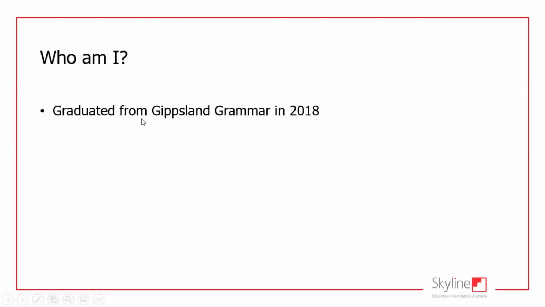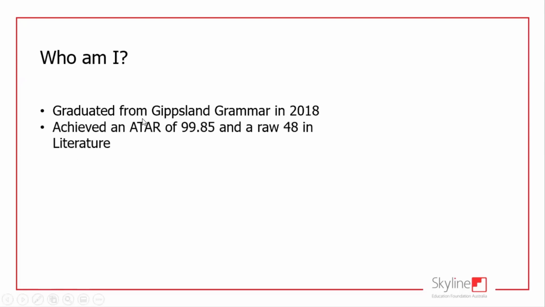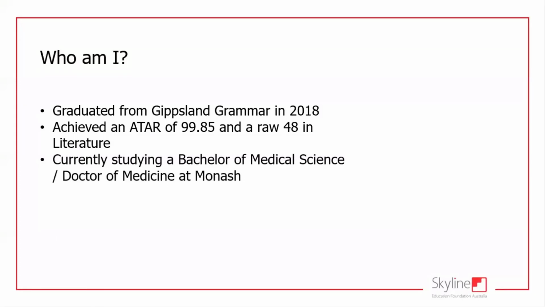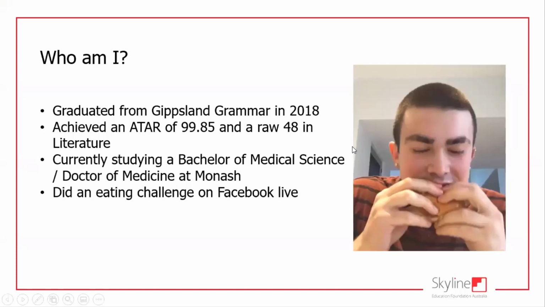So just to give you a brief introduction of who I am, my name is Josh and I graduated from Gippsland Grammar in 2018. I'm a rural student from a town about 3 hours east of Melbourne. I achieved an ATAR of 99.85 and one of my scores is a raw 48 in chemistry, I should say there. My apologies. So we're in a chemistry lecture, but I also took the literature lecture on Monday. I'm currently studying a Bachelor of Medical Science and a Doctor of Medicine at Monash University. And my fun fact for the day is I once did an eating challenge on Facebook Live, and I've just got a funny picture from that, which aired to all of my Facebook friends.